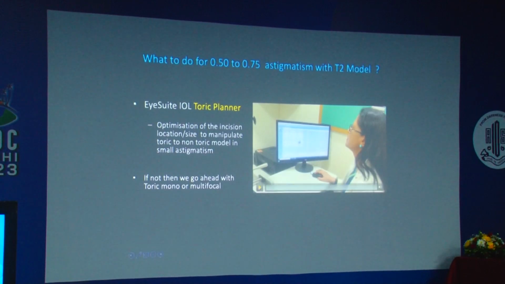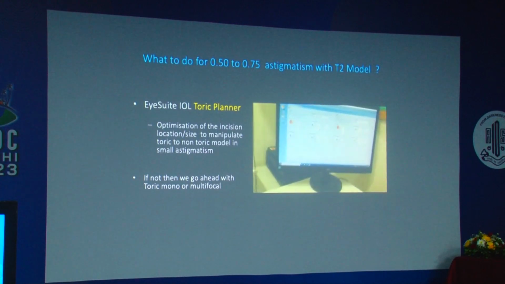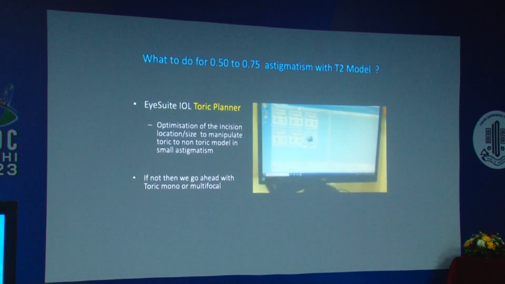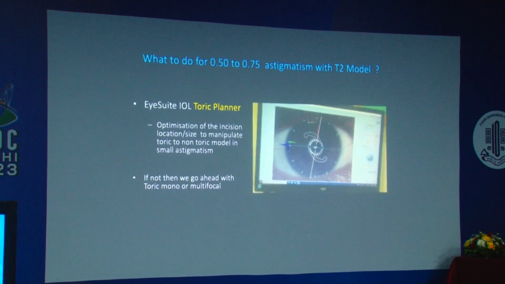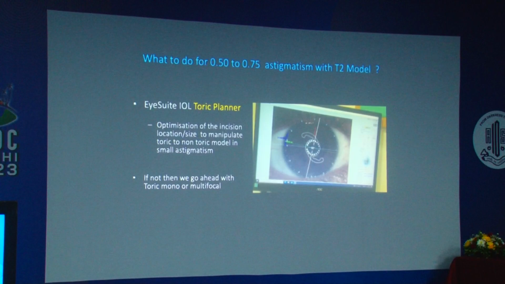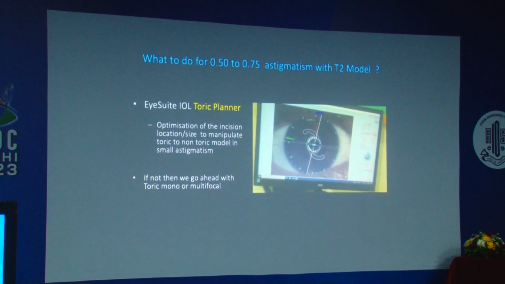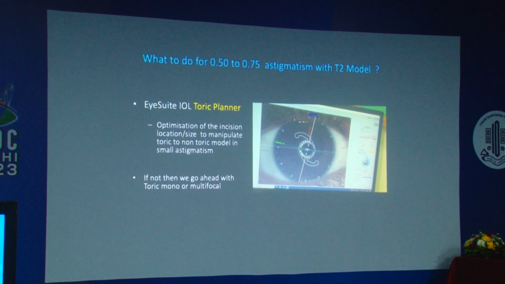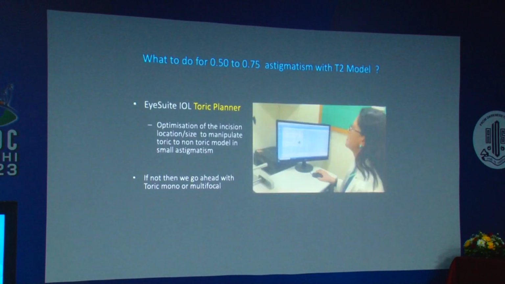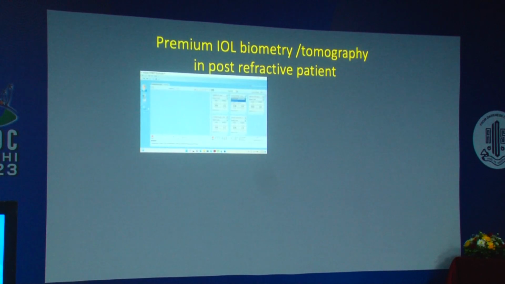So you go on to the toric planner in your instrument, and it will tell you how and when you can modify your incision. Here is an example where there is a small astigmatism, and on the chart, the machine first tells me to pick up a T2 model, but I am manipulating my incision, and if I put it on the steep axis, I may also increase to 2.4. It becomes a non-toric model there. So this is also something which you can go back and look on the machines, how to plan your astigmatism in small amounts of astigmatism.